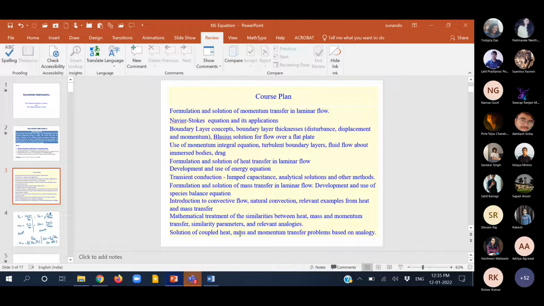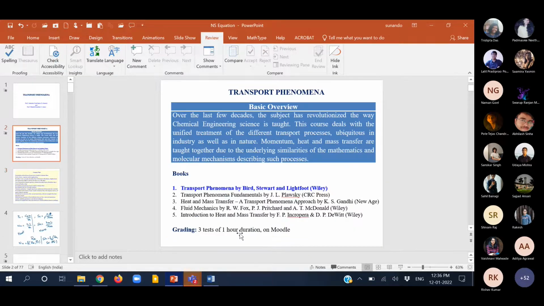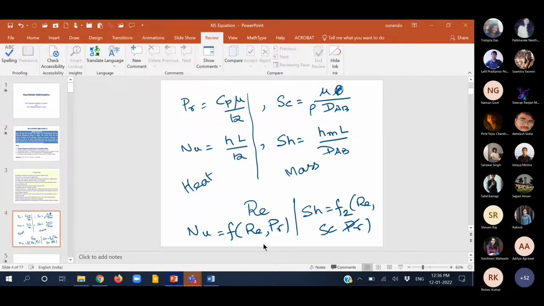If the conditions are different, can we include some sort of a correction factor to still maintain the similarity between these two, such that the relation of one can be interchangeably used as the relation for the second? And we know what is going to change when we make a transition from heat to mass.